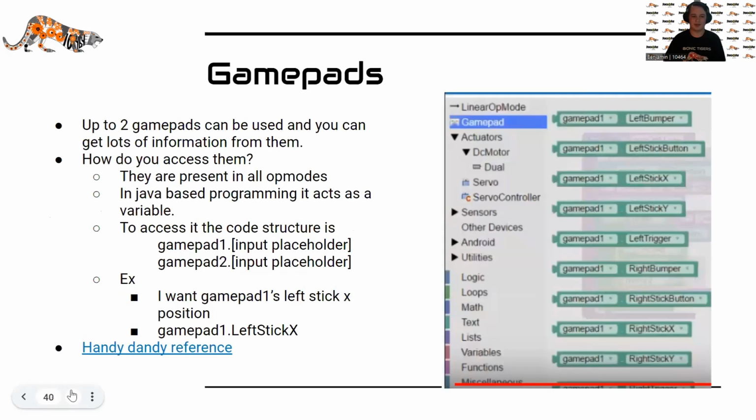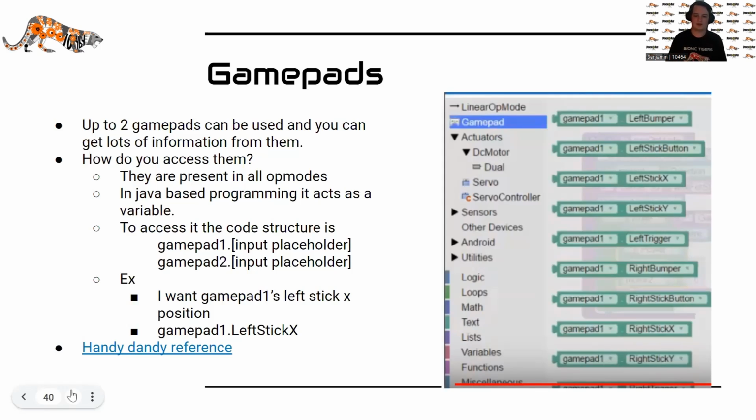So first off is gamepads. Up to 2 gamepads can be used, and you get a lot of information from them, a lot of buttons, a lot of things you can do with them. They're present in all op modes, so that's teleop and autonomous. Obviously, you don't use them in autonomous, but in Java-based programming, it acts as a variable. And to access the code, the structure is gamepad1 dot whatever button or stick or trigger you want to press. So for example, if you want gamepad1's left stick X, which is just a very fancy way of saying the left and right on the left stick, then you would say gamepad1 dot left stick X.